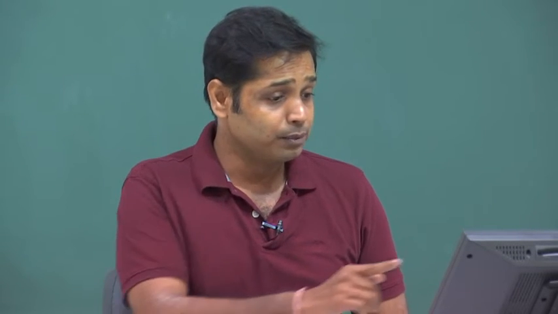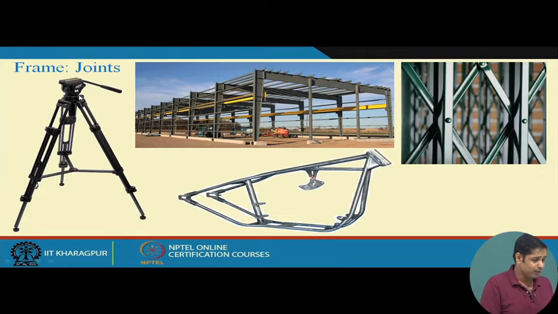Now just to give you an example, suppose you take a tripod of a camera, many of you might have seen this. This is a frame. If you see this joint, all these joints are pin joints. This member can rotate about this joint, this member can rotate about this joint, these three members are also pin jointed. These members can rotate here, can rotate here, there is no rotational constraint in all these joints. But still it is not a truss, it is a frame. Why is it a frame?